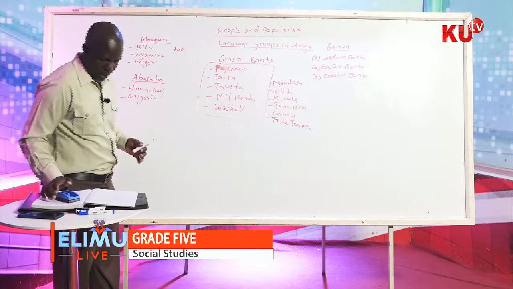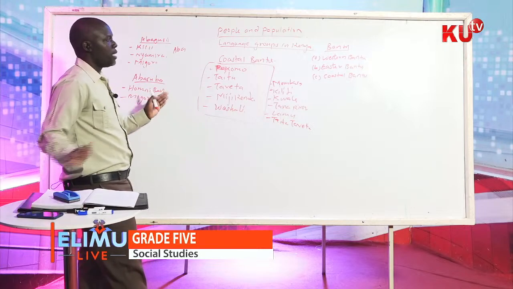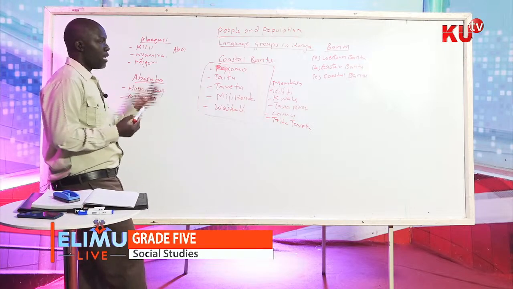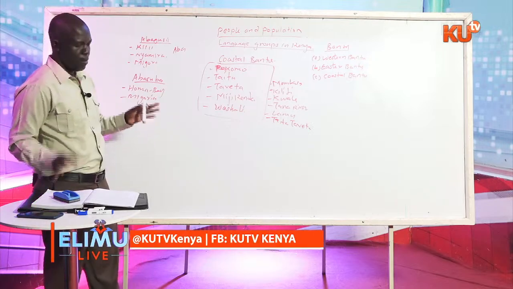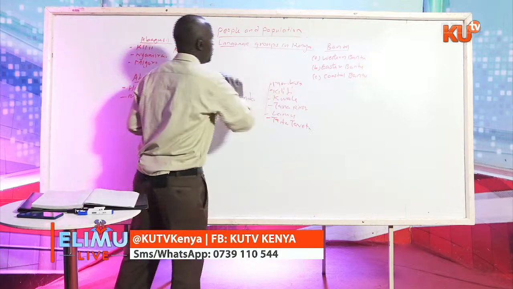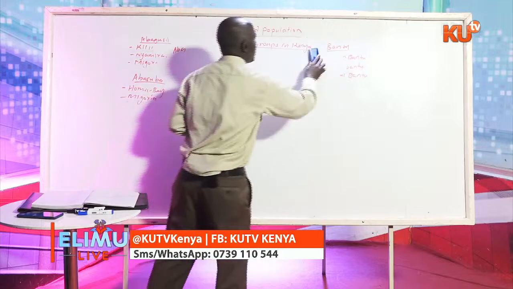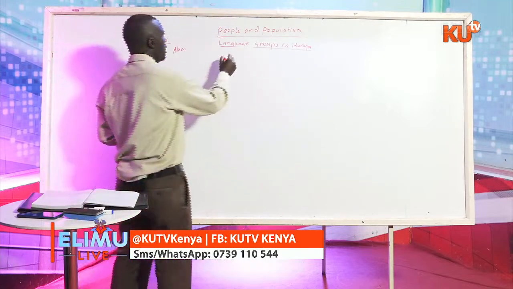So I've looked at the language group Bantu, and we have said the language group Bantu in Kenya is made up of the Eastern Bantus, the Western Bantus, and then we have the coastal Bantu. So the next language group in Kenya, apart from Bantu, we have the second largest, which is the Nilotes.